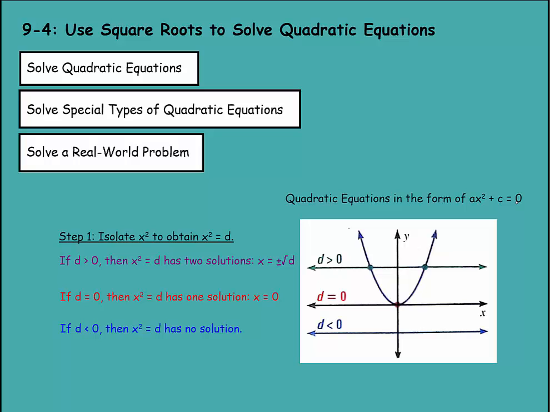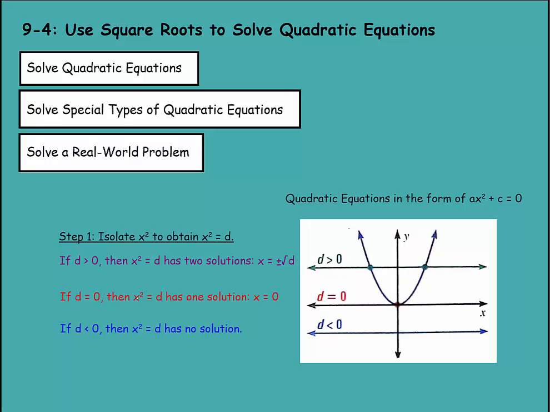So the first step is to isolate x squared, so you get x squared by itself. That gives you x squared equals whatever d is. If the value of d is greater than 0, then x squared equals d has two solutions, the positive square root of d and the negative square root of d. That would look something like this, where you have x equaling positive 5 or negative 5.